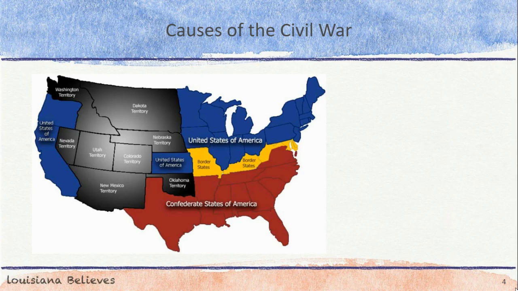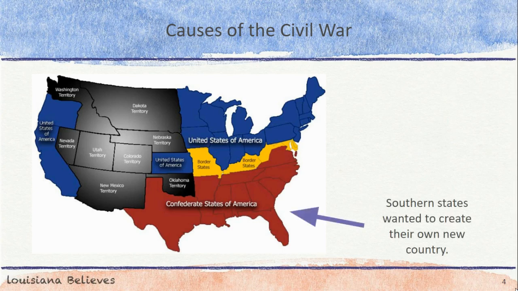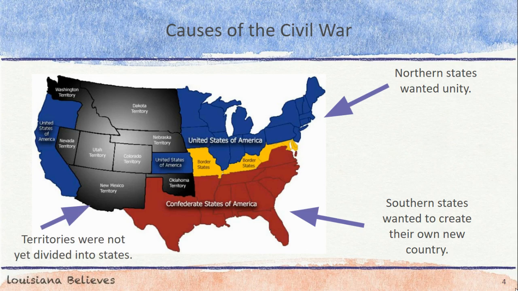In 1861, war broke out between the states located in the North and those located in the South of the United States. That war lasted 4 long years. The states colored red wanted to create their own country. The states colored blue did not want the southern states to leave. They wanted unity to keep the country as it was. The areas colored gray were not yet divided into states, and they were called territories. The states colored yellow didn't quite know what to do. They were caught in the middle. Some of the people sided with the North, and some sided with the South.